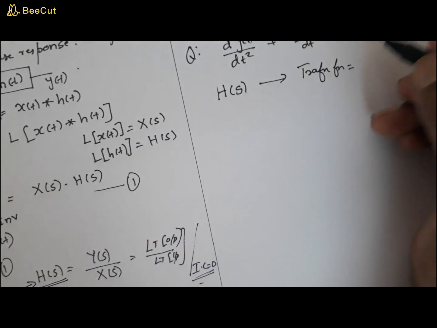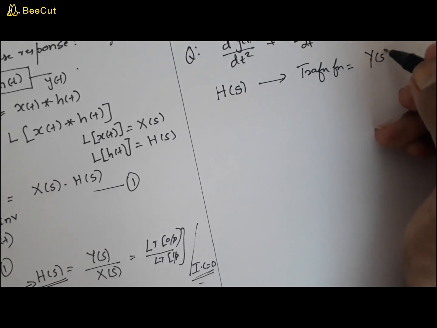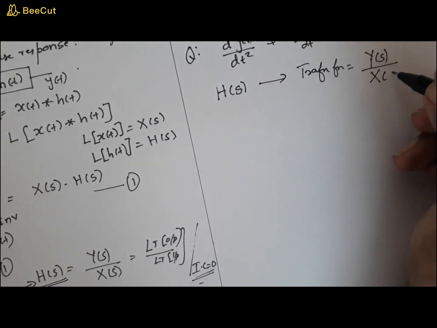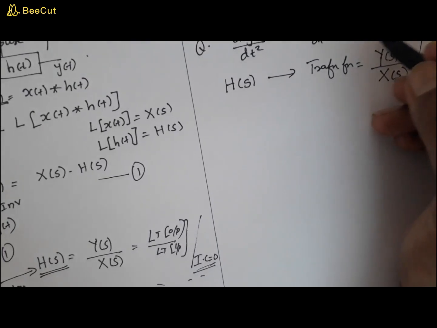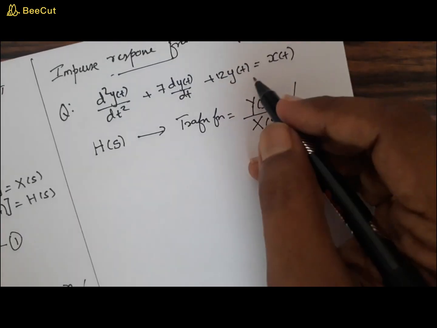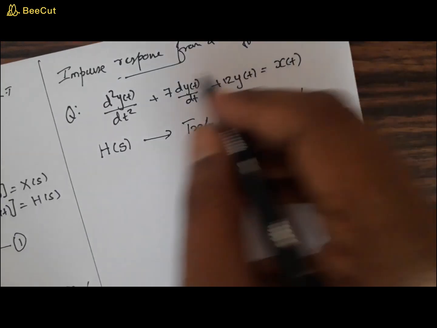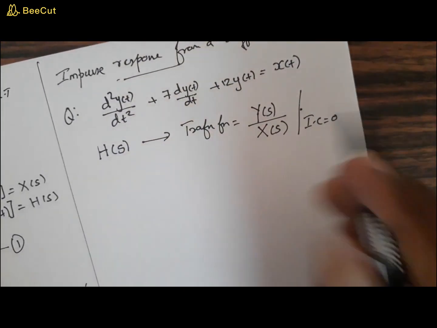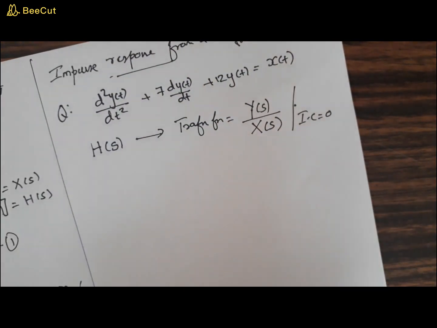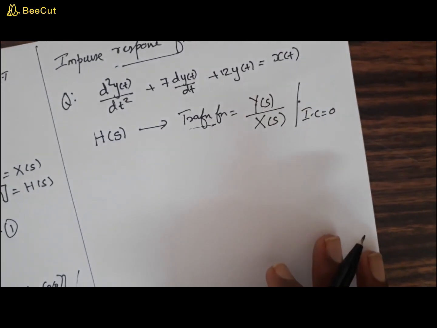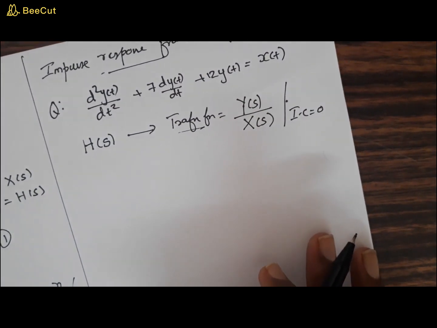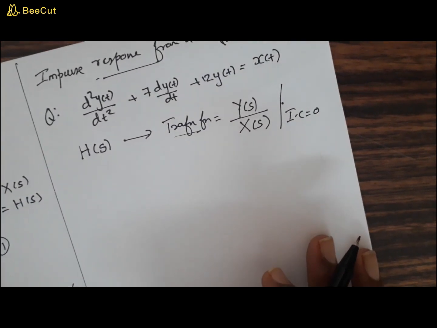Now how is the transfer function defined? It is the Laplace transform of the output divided by the Laplace transform of the input with all the initial conditions equal to 0. In the previous question, the initial conditions were given. You don't have to consider those initial conditions to find the transfer function. Do remember, if the question is to find the impulse response, then you need to find the transfer function. If the question is to solve the differential equation, you need to consider all the initial conditions. Be very careful in that.